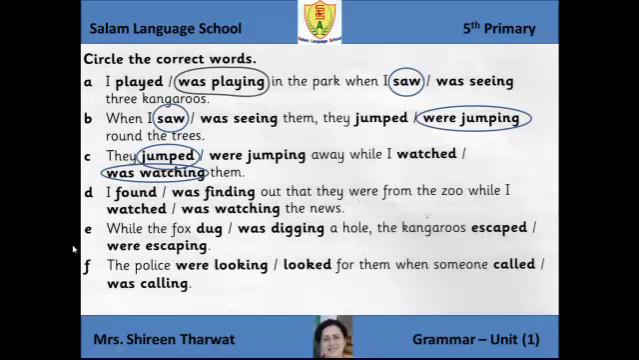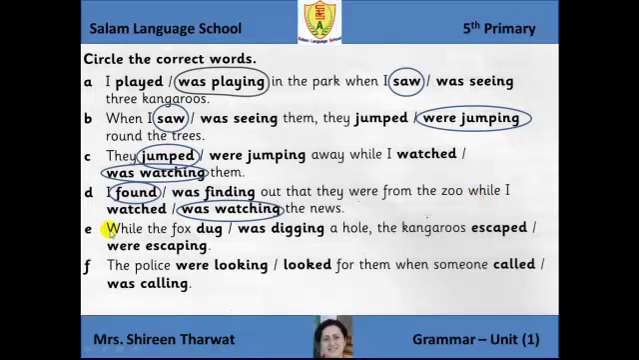Sentence D. I found or was finding out that they were from the zoo while I watched or was watching the news. Yes, you're right, I found. It's the second action which interrupted the first action, and we will put the first action in the past continuous. And here the first action comes after while.